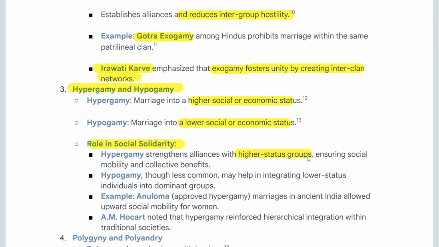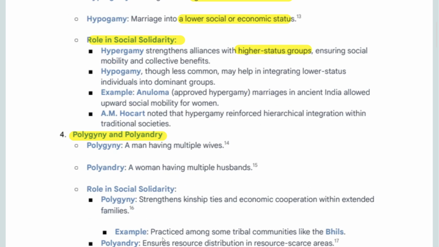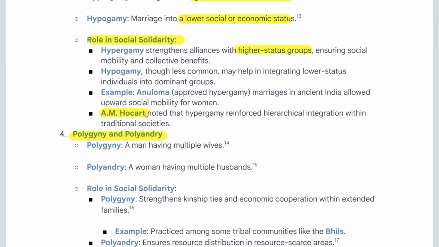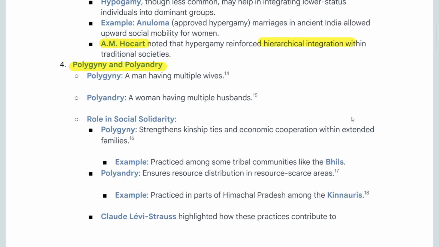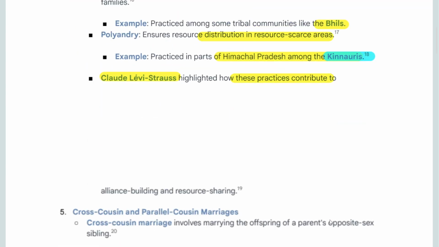Fascinating. And what about those structures with multiple partners? Polygyny, polyandry. How do they fit into social harmony? Also crucial for understanding the structure. So polygyny, one man, multiple wives, practiced by groups like the Bhils. This often strengthens kinship ties across a wider extended family. It helps with economic cooperation too, sharing labor, resources. Makes sense in certain contexts. And polyandry, one woman, multiple husbands, often found where resources are really scarce, like among the Kinnauris in Himachal Pradesh. Why there? Well, often it's fraternal polyandry, brothers share a wife. This stops limited family resources, especially land, from being split up generation after generation. It supports the whole group. Practical. Very. And Claude Lévi-Strauss pointed out how both forms, though they look different, contribute to alliance building and resource sharing. They serve the collective good.